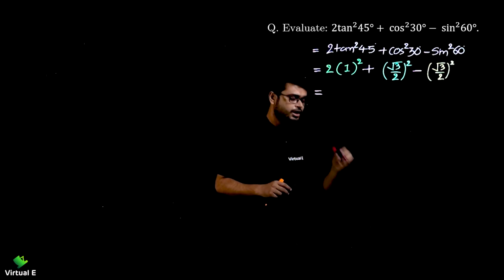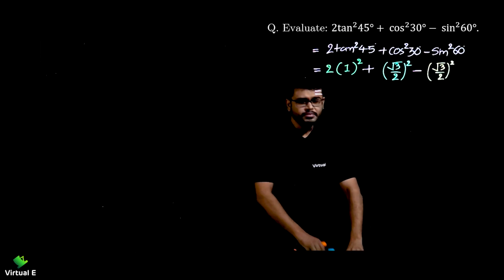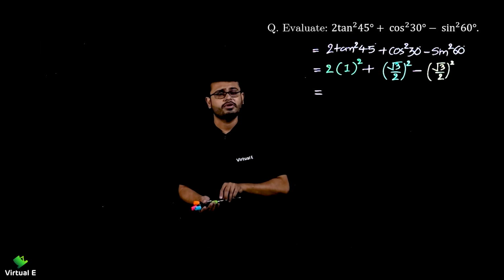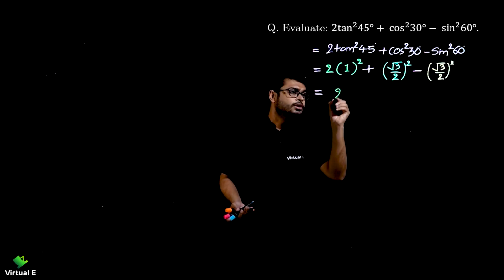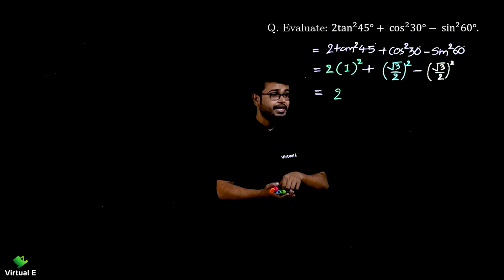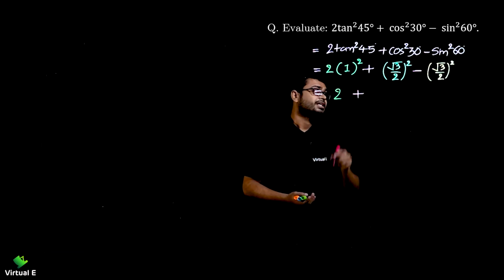So first of all, 2 into 1 square. What are you going to get? 2 into 1 square. Very simple. Square of 1 is 1 and 1 2s are 2. So if I simplify, I am going to get 2, then plus as it is.